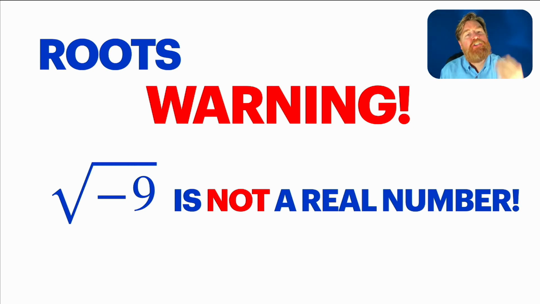In fact, there's no real number that you square to get negative anything, right? With real numbers, a positive times a positive is positive, and a negative times a negative is also positive. So you're never going to get a negative. So we got a big problem on our hands, don't we?